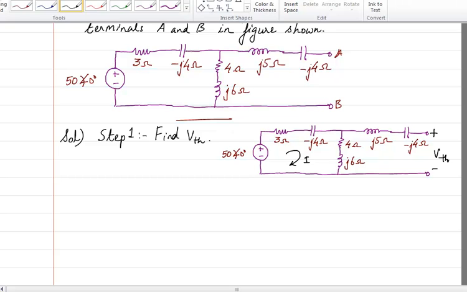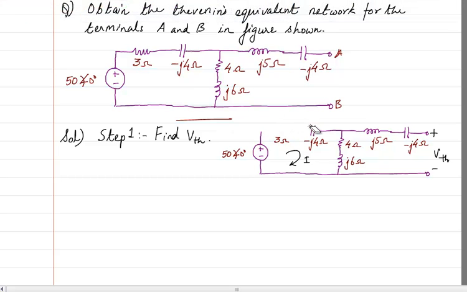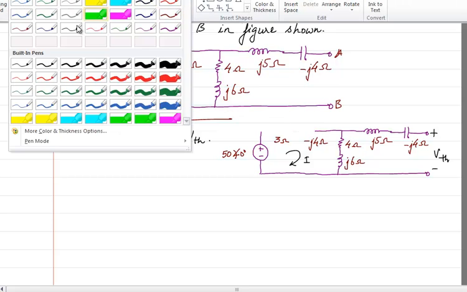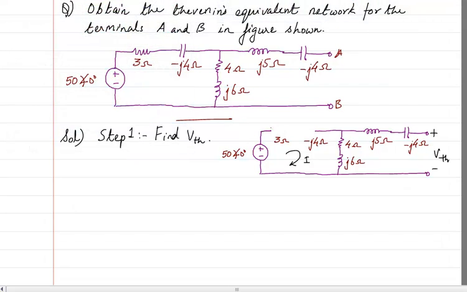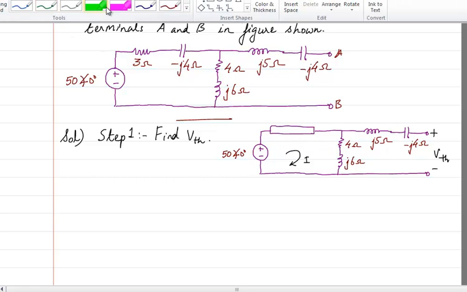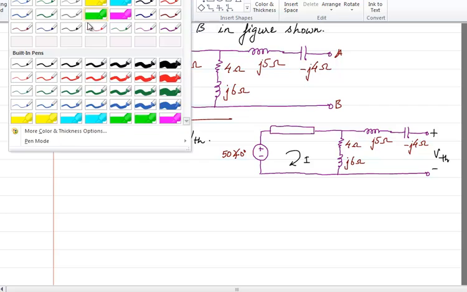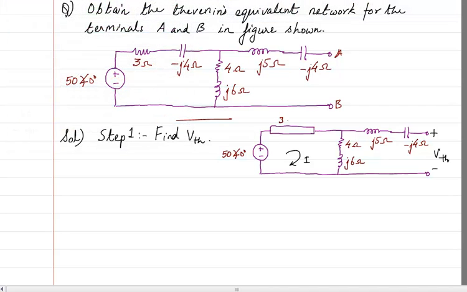For example, this 3 ohm resistor and capacitor I can write together because they are in series. So I can write them together as a single element, represented by this rectangular block, and 3 plus minus J4 will give me 3 minus J4. So this becomes 3 minus J4 ohms. Why? Because it is in series.